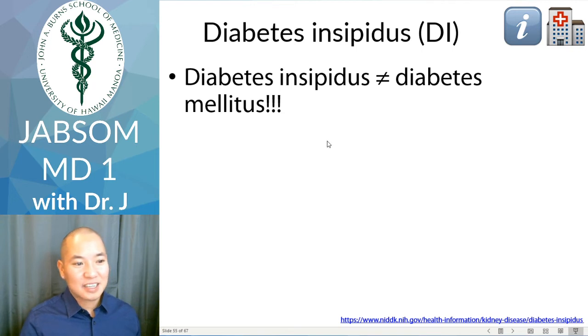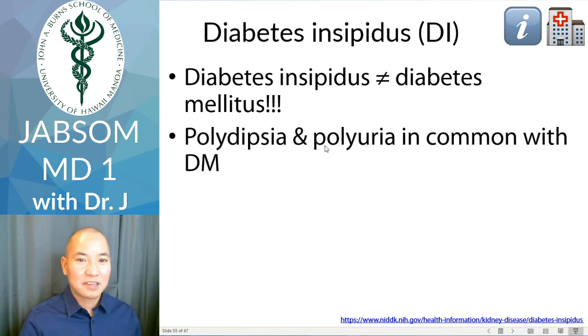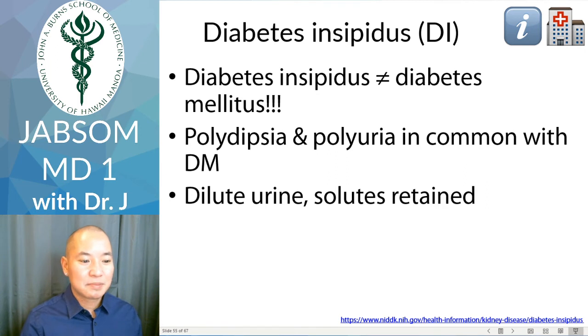What they have in common are polydipsia, which is increased thirst, and polyuria, the increased production of urine. These are common things you see in both diabetes mellitus and diabetes insipidus. But the difference is that in diabetes insipidus, you have dilute urine, so you have that polyuria, but the solutes, things like the sugars and the salts, are retained. So you have the kidneys producing a huge volume of watery urine, but the salts and the sugars are being kept inside the blood plasma of your patient.